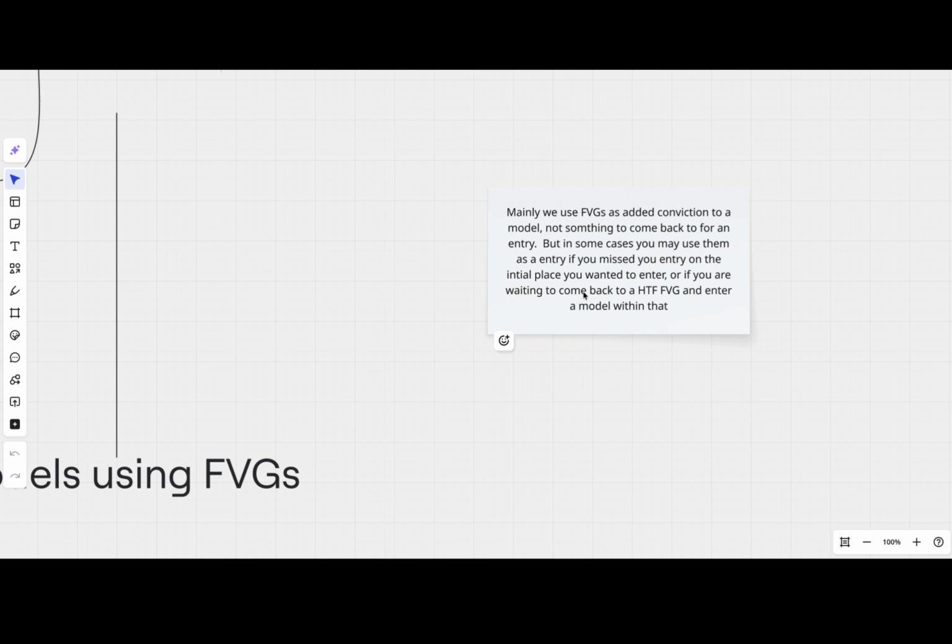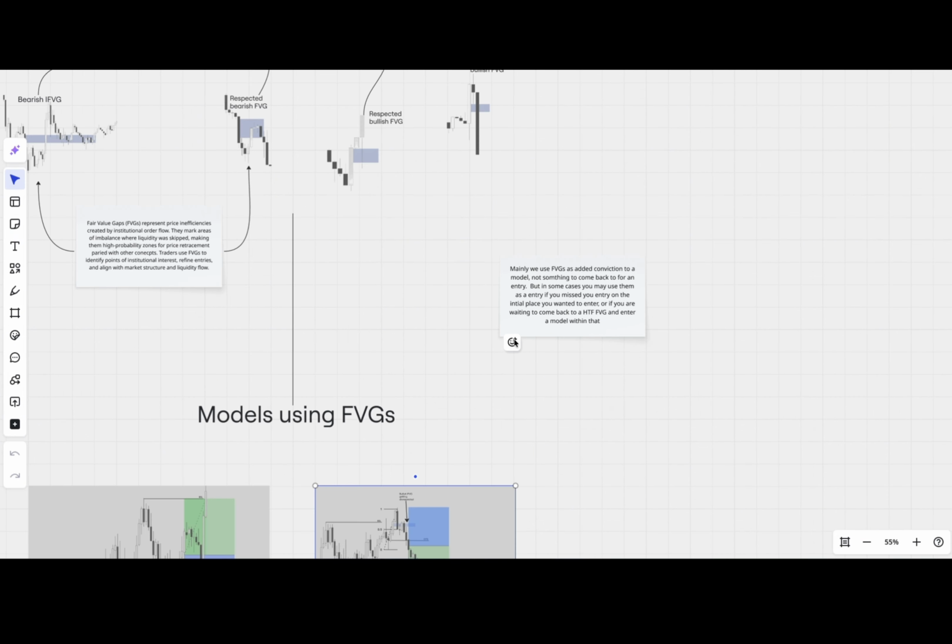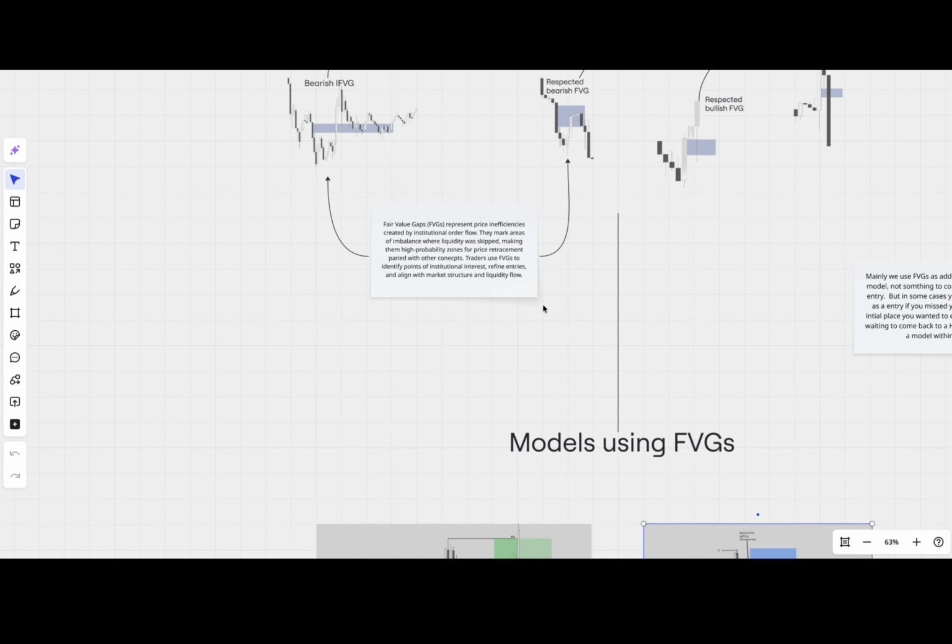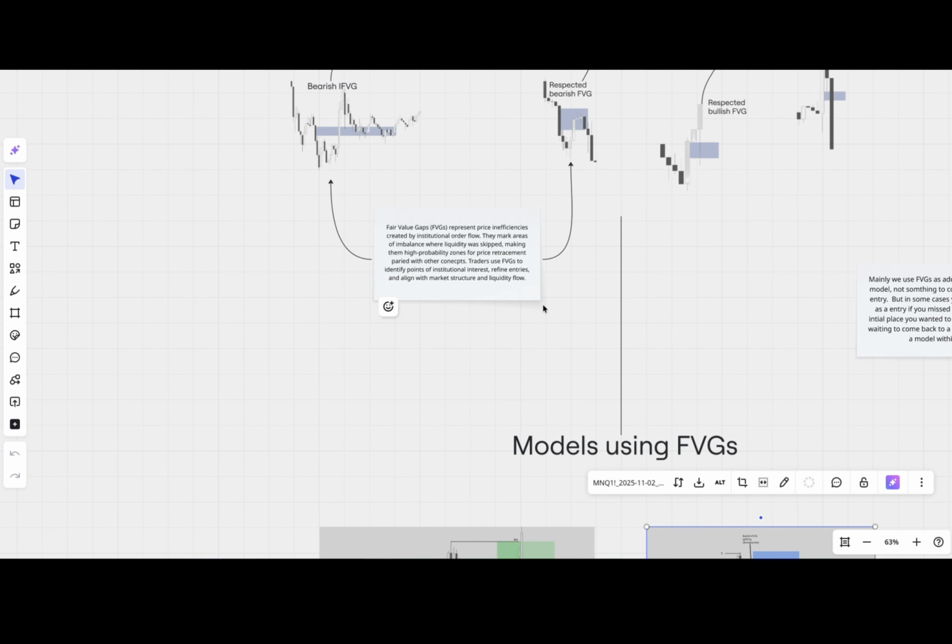Mainly we use fair value gaps as a confirmation of conviction for a model, not really something to come back to for an entry. But in some cases you may use them as an entry if you missed an entry at the initial place you wanted to enter, or if you were waiting for a higher time frame gap to enter a model within that. Like the model within a model type of stuff.